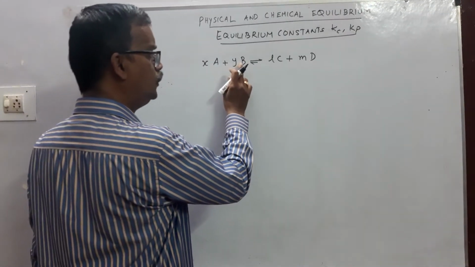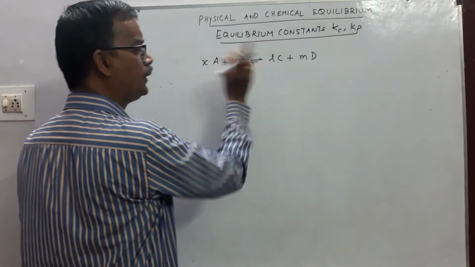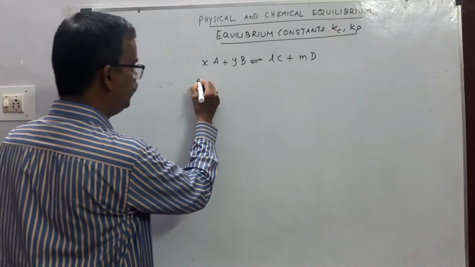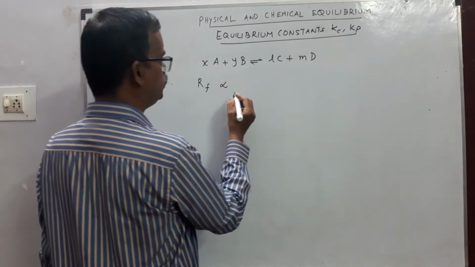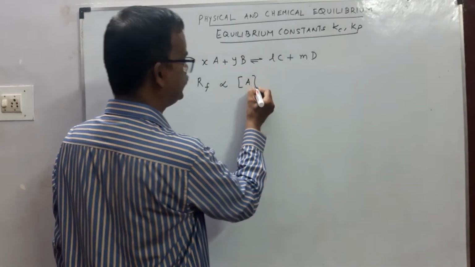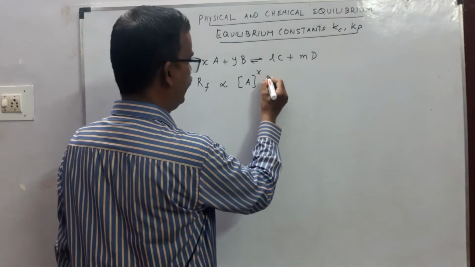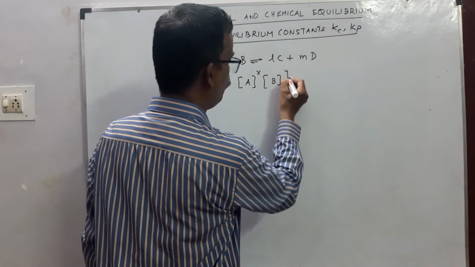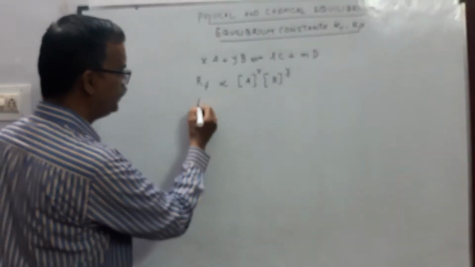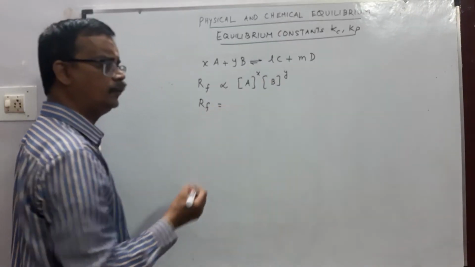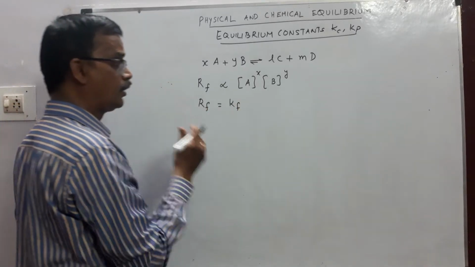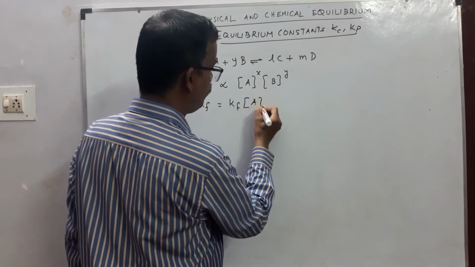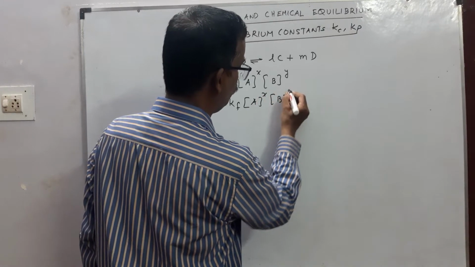So, if you apply law of mass action to the forward reaction, the rate of the forward reaction is directly proportional to the active masses of A to the power of X, B to the power of Y. So, rate of the forward reaction equals Kf, the rate constant for the forward reaction, times A to the power of X, B to the power of Y.